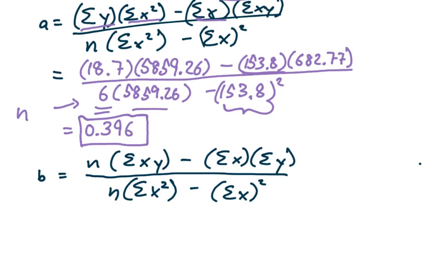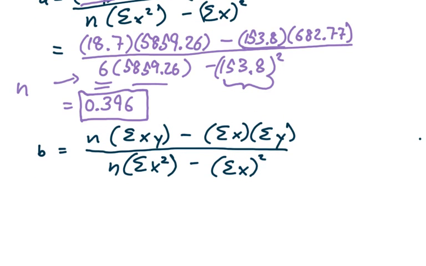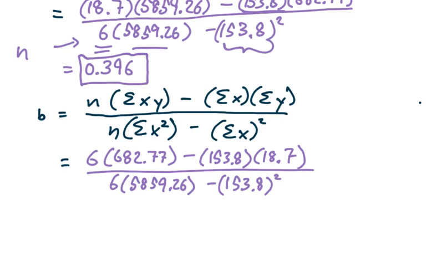Now for B, just same thing. We write down the formula that we use to find B. Then we've already got all of these values to plug in. So that's the next thing we'll do. And so like we did above for A, we just go ahead and substitute all of that in. And then I'll finish the calculation off. So we have 0.106 for B.